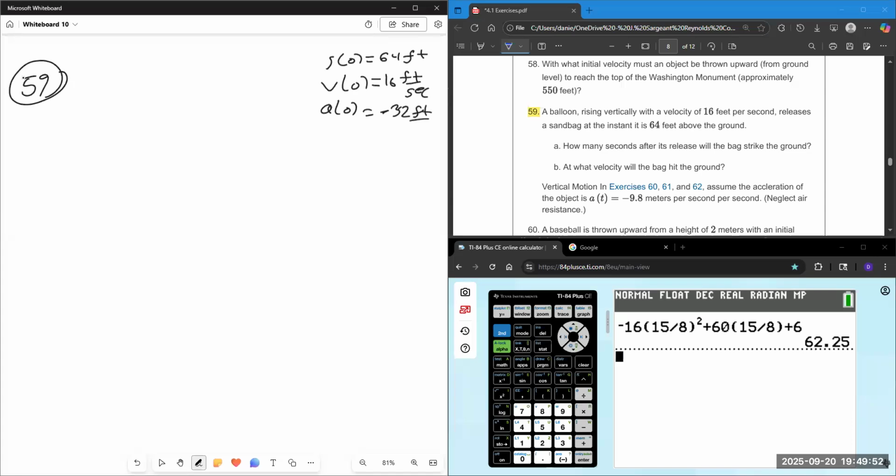32 feet per second squared. How many seconds after it's released will the bag strike the ground?